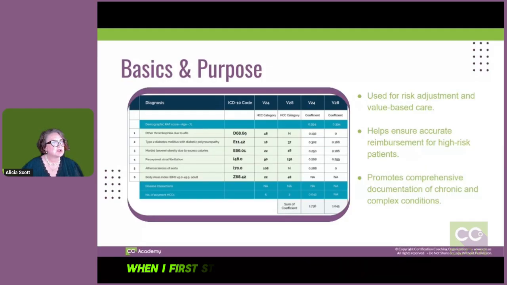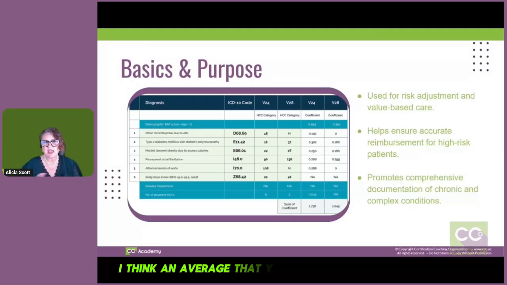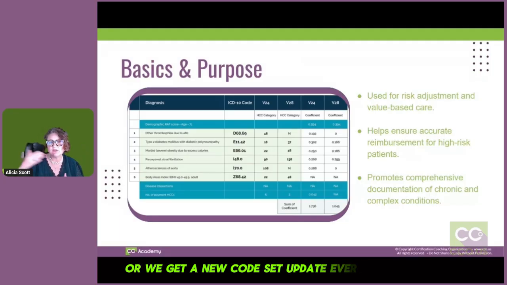When I first started, I think it was version 17, maybe 16 or 17. It was soon 18. They don't put out a new version every year. There's big gaps in between the versions. So now we're in 28. And I would say about every 3 to 4 years, I think, is an average that you get a new version. There isn't a set time for a new version. So it's not like the code sets that we use, where we get a new code set update every year.